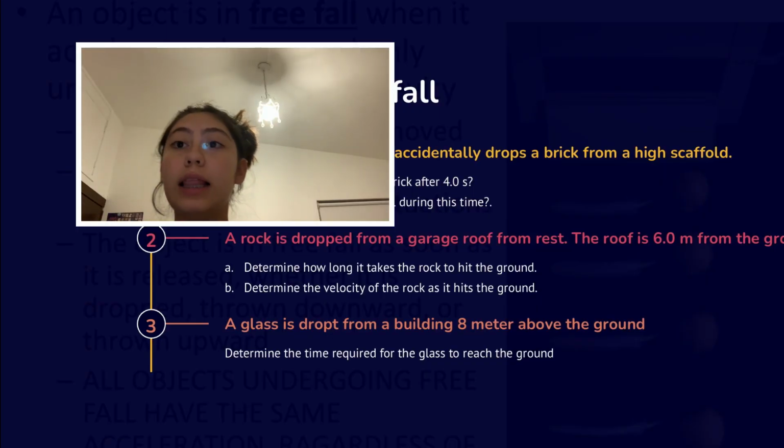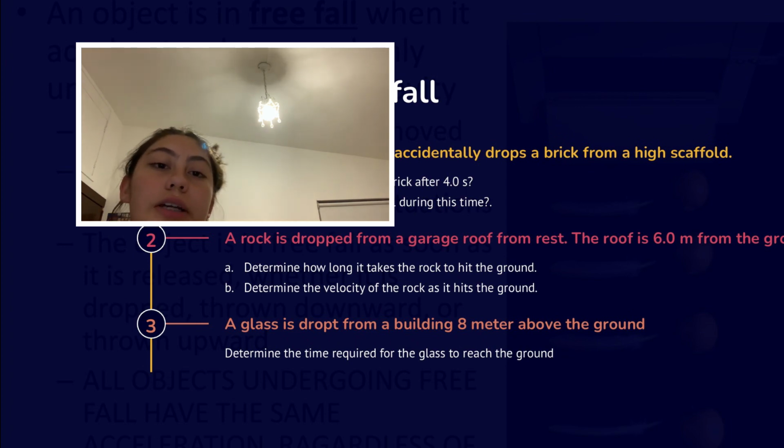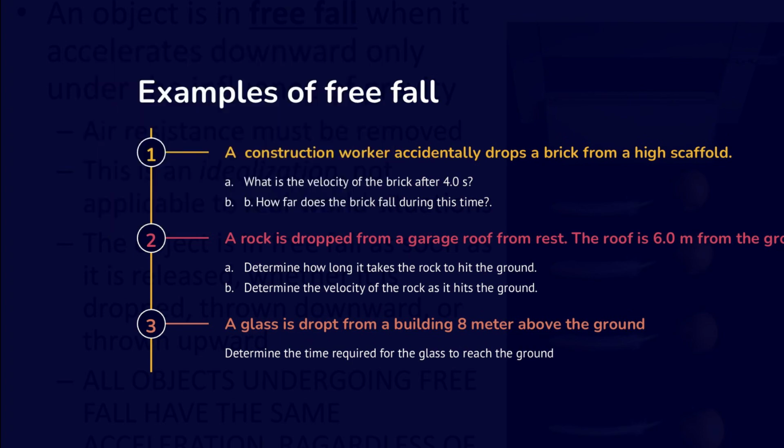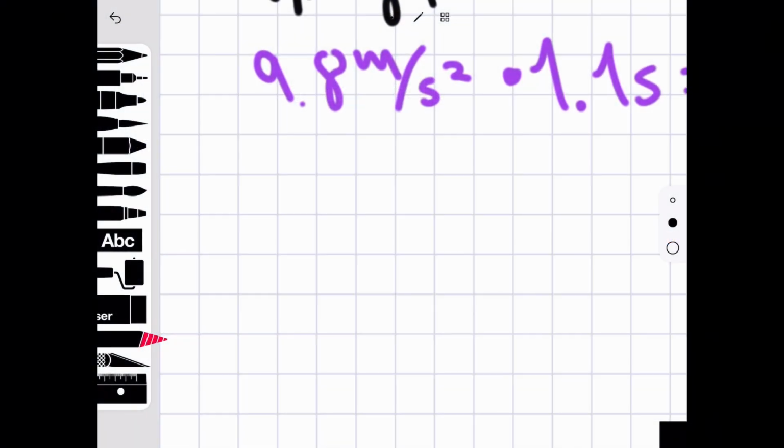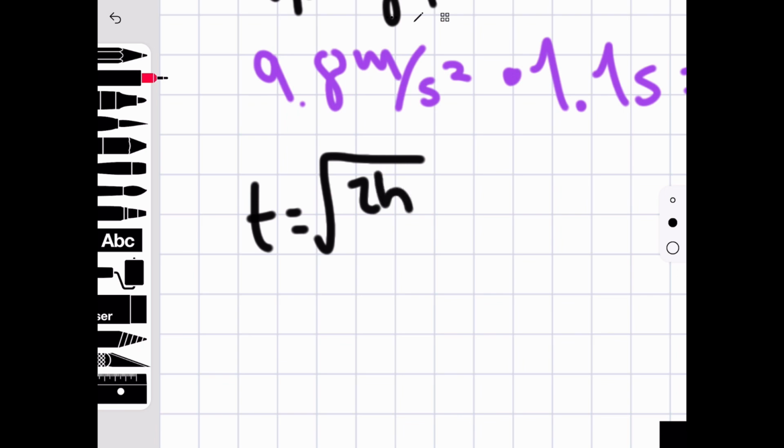And for the last exercise, we have that a glass is dropped from a building of 8 meters above the ground, and we need to determine the time required for the glass to reach the ground. So again, we use the formula of the time, that is the root of 2 times the height divided by the gravity.